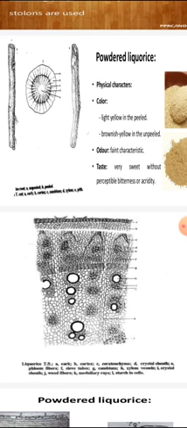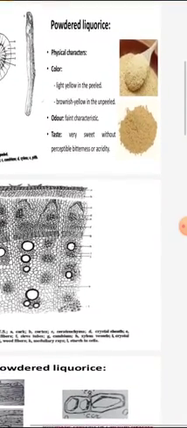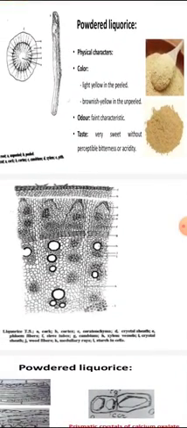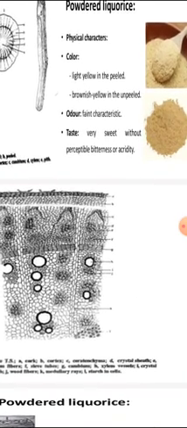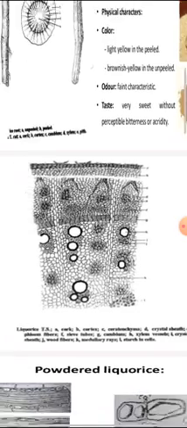So central pith or the vacuole is there. Then it is a member of dicot, so it shows the vascular cambial ring. Secondary growth is also there. The physical characteristic, external character we have to give. So it is also made into powder. The color of this powder is light yellow in the peeled condition, brownish yellow in the unpeeled. Odor faint and characteristic, and the taste is very sweet.